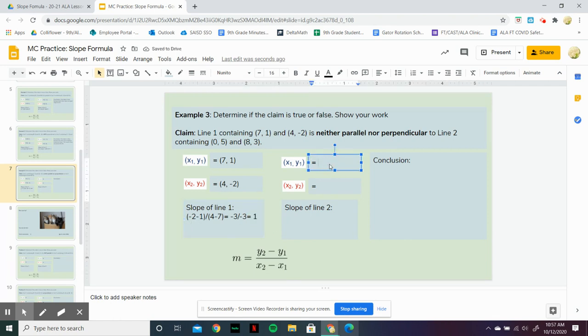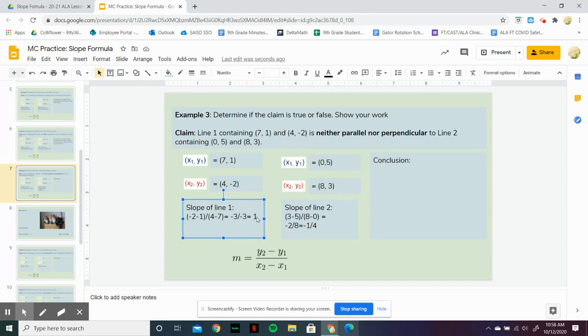Now I need to find the slope of line 2. So I'm setting the first point equal to (0, 5), and I'm setting the second point equal to (8, 3). When I find the slope of this line, I would do 3 minus 5 divided by 8 minus 0, my change in y divided by my change in x. 3 minus 5 would give me negative 2. 8 minus 0 would give me 8. So if I were to simplify this, I would get a slope of negative 1/4.